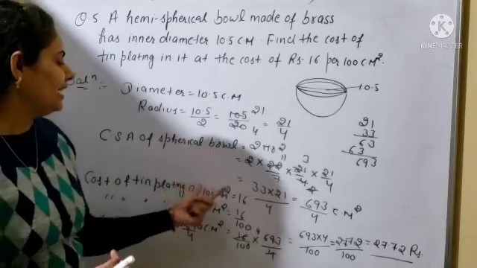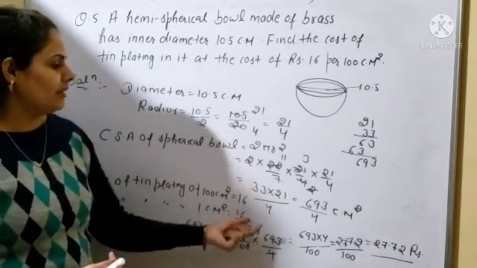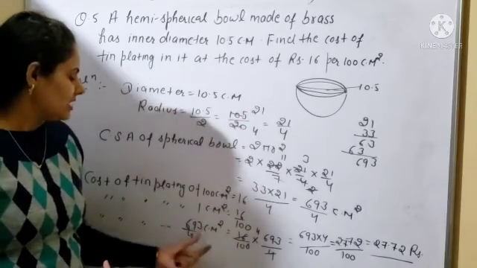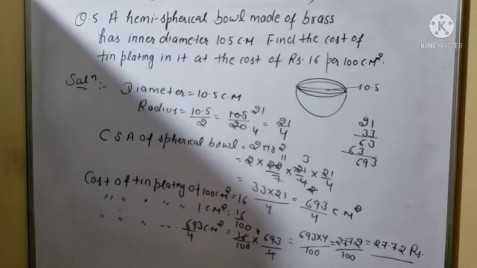Now cost of tin plating of 100 centimeter square is given rupees 16. 1 centimeter square will be 16 upon 100 and 693 upon 4 centimeter square will be multiply 693 by 4 and find out the answer. So it will be 27.72 and this one is cost. So this will be in rupees. So this was your question number 5.